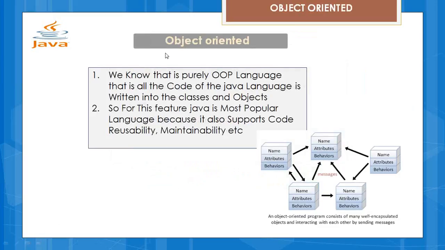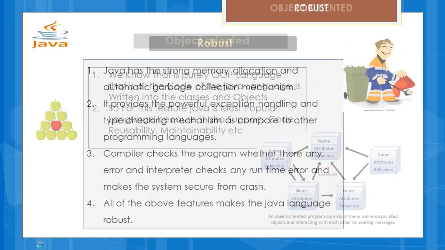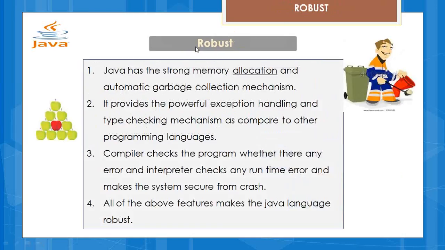Java is an OOPS language. We have objects over here, and objects interact with each other too by passing messages to perform a task. Java is a robust language. Can any one of you tell me why Java is a robust language? Robust means powerful. So what is making Java a powerful language?